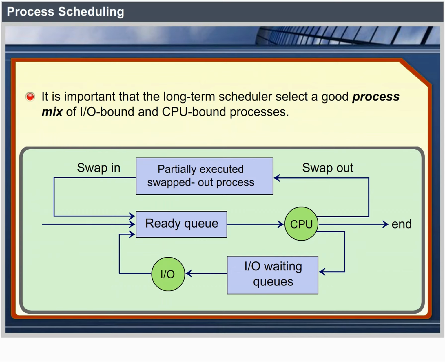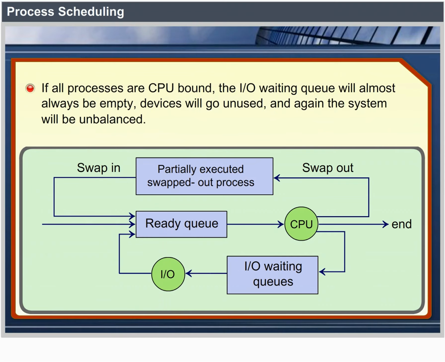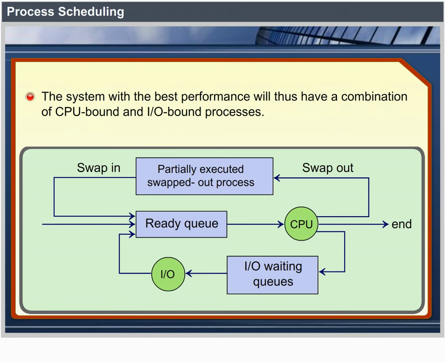If all processes are input-output bound, the ready queue will almost always be empty, and the short-term scheduler will have little to do. If all the processes are CPU-bound, the input-output waiting queue will almost always be empty, devices will go unused, and again the system will be unbalanced. The system with the best performance will thus have a combination of CPU-bound and input-output bound processes.